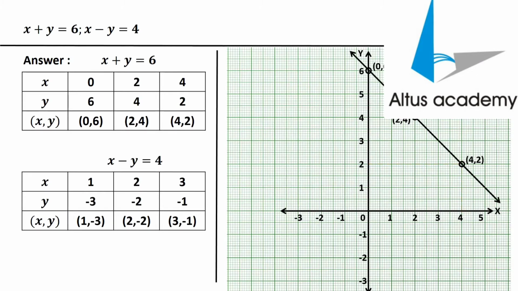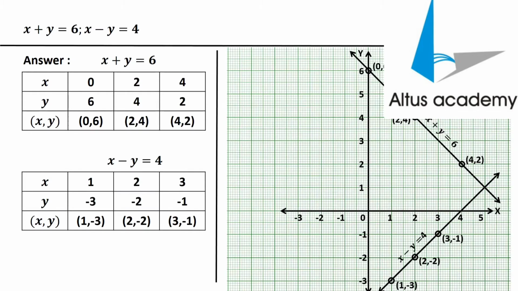So after plotting these 3 points, I'll join them and I'll get the required line, that is x plus y equal to 6. Now we'll plot the second line on the same graph. (1, minus 3), x coordinate 1, y coordinate minus 3. Again (2, minus 2) and (3, minus 1). Again I'll join them, I'll get the second line.